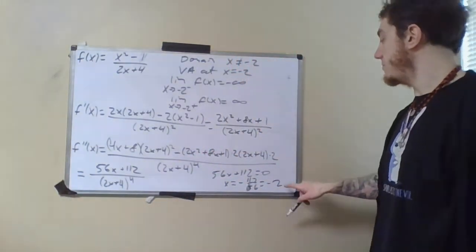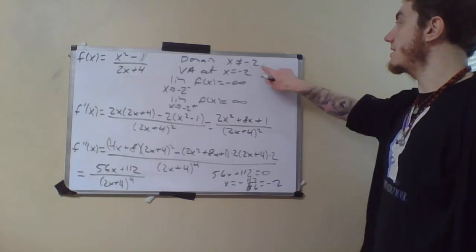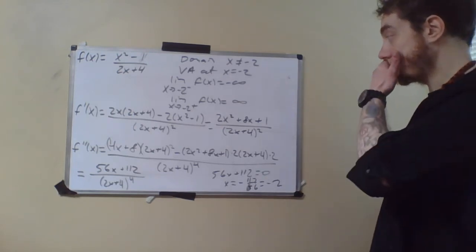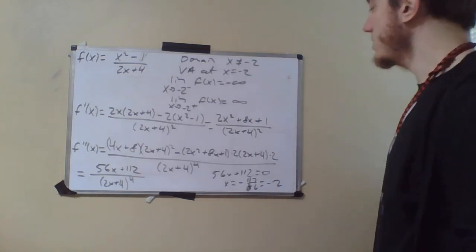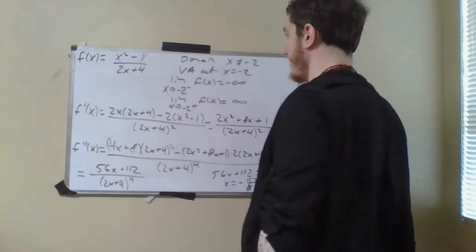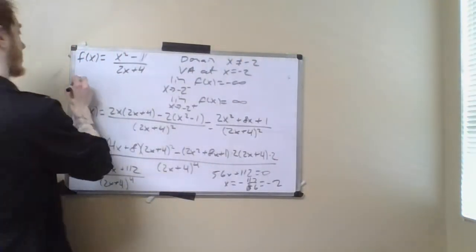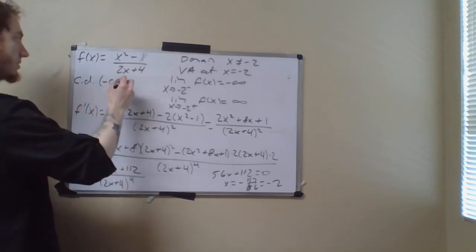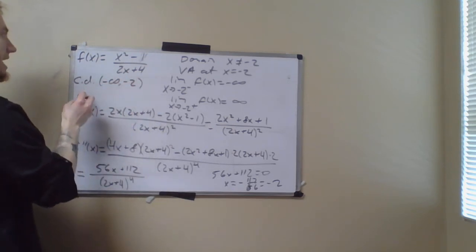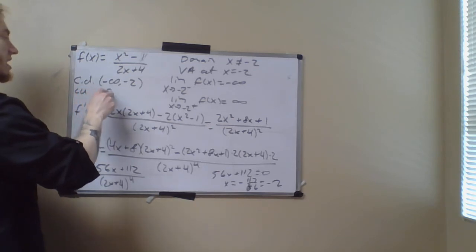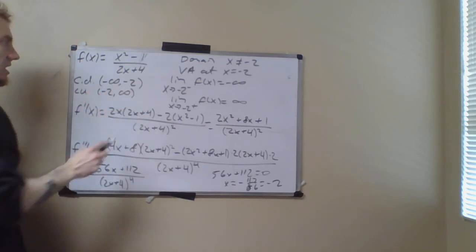The point is, this would be an inflection point normally, except that's just the break in the domain. So that's all we've got going on here. So what's going to happen here is that we are going to be concave down from minus infinity to minus 2, and then we're going to be concave up on minus 2 to infinity.